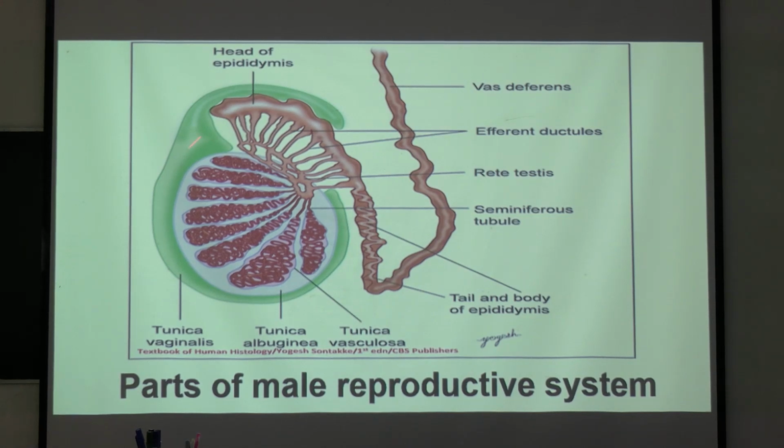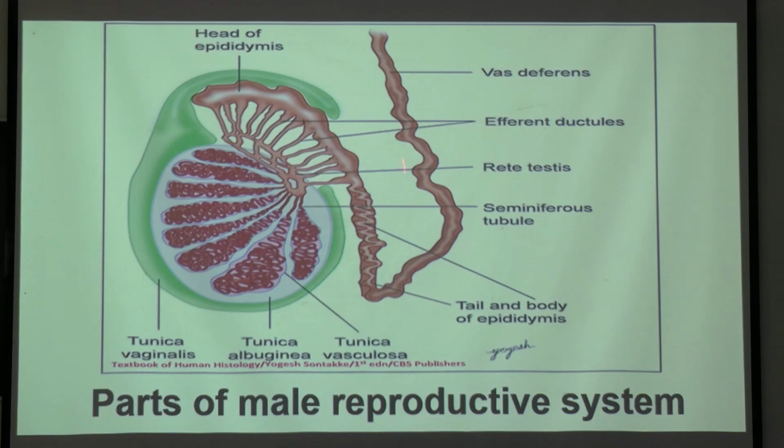From the rete testis come the efferent ductules. They enter into the head of the epididymis. From the head, the sperm goes to the body and tail part of the epididymis, then passes through the vas deferens. This testis is covered by a peritoneal sac, which was previously connected with the peritoneal cavity of the abdomen.